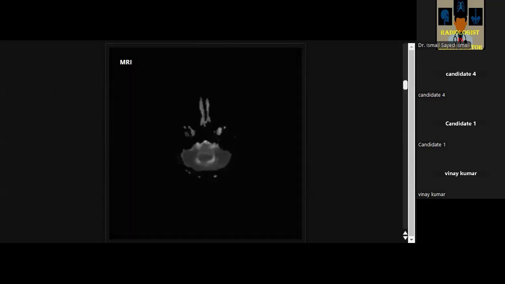Diffusion. Okay, this lesion shows restricted diffusion on the DWI. However, I would like to correlate with the ADC as well. Okay, it shows true diffusion restriction. So now the diagnosis is medulloblastoma. Yes, diffusion is very important to mention.